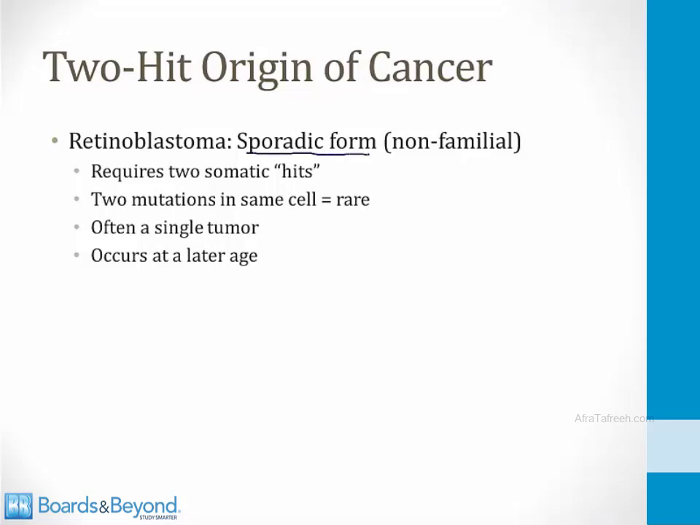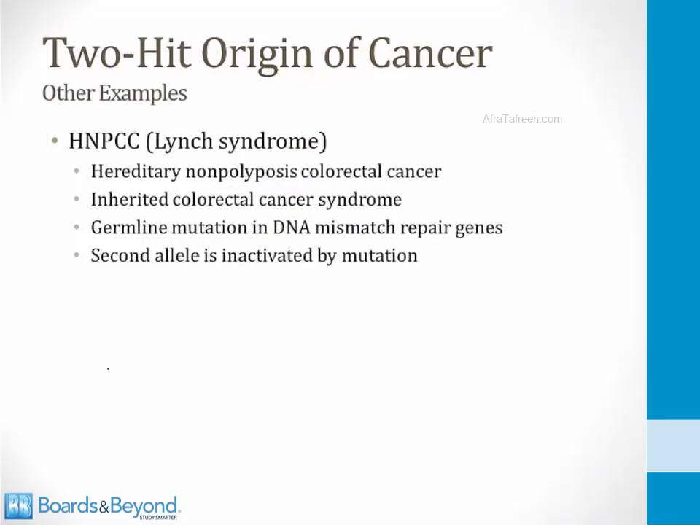Contrast that with the sporadic form of retinoblastoma, which is non-familial. Children who develop this form of retinoblastoma need to have two somatic hits that take out both copies of their tumor suppressor genes, and two mutations in the same cell is a rare occurrence. Therefore, these children do not develop multiple tumors, they develop a single tumor, and in addition, the tumors usually occur at a later age. Another example of the two-hit origin of cancer is HNPCC or Lynch syndrome.